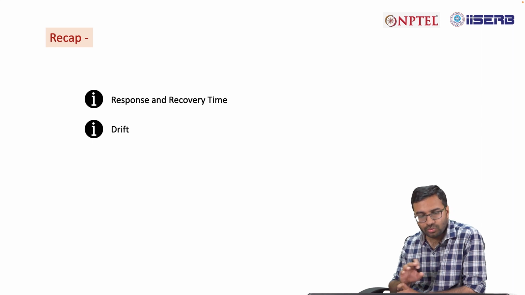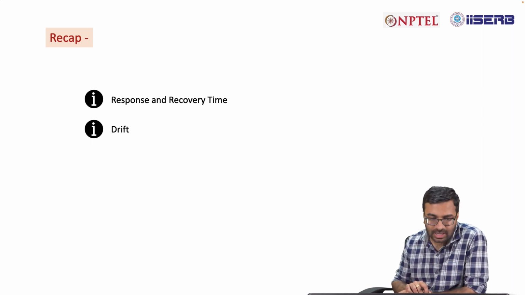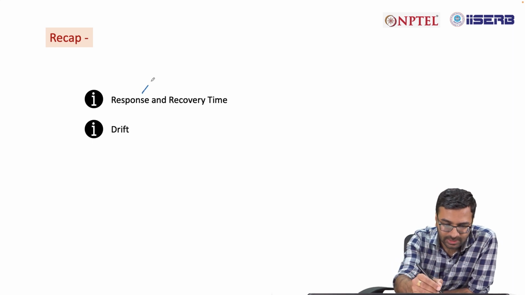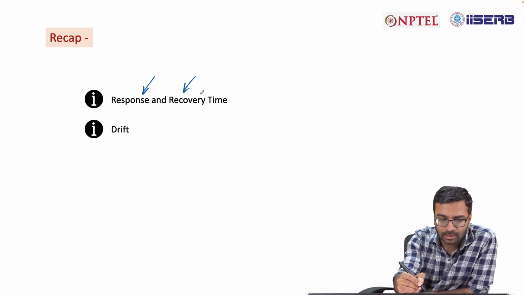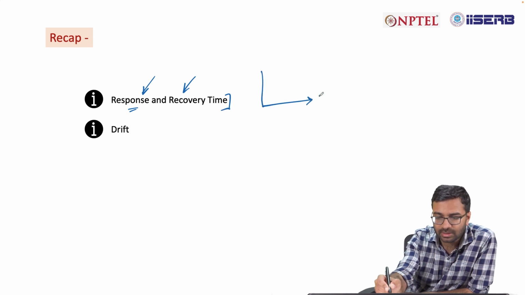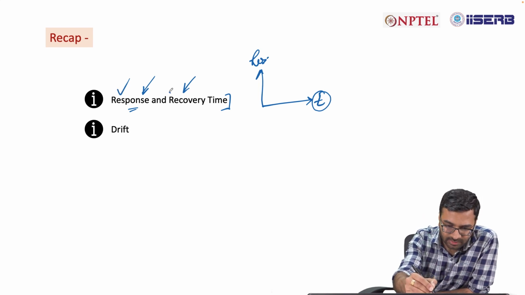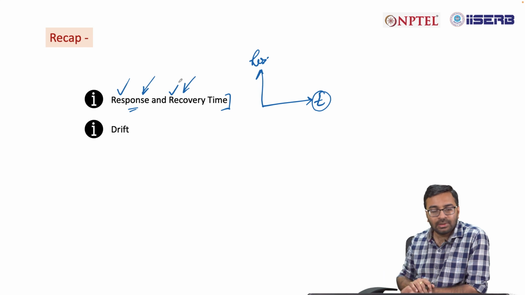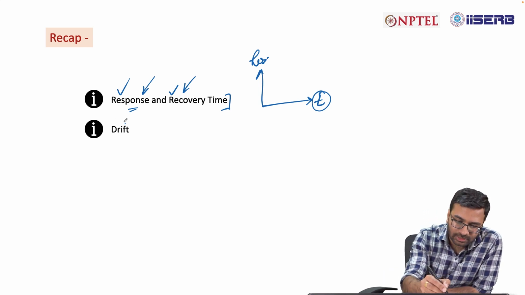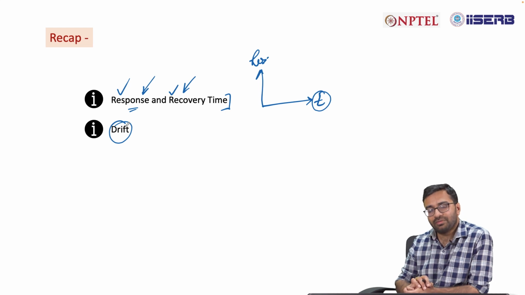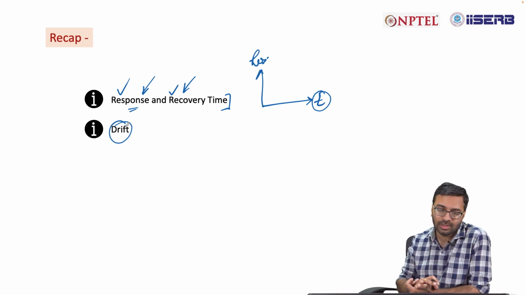So just to give you a brief idea what we discussed in the last lecture, we have seen what is response time and what is recovery time. Response and recovery, both these parameters are related to the temporal response of a sensor. Temporal response is the response of a sensor with respect to time, and then we have seen that response and recovery time both are not interlinked, they are independent. And then we also have seen what is drift, how drift affects the sensor response.